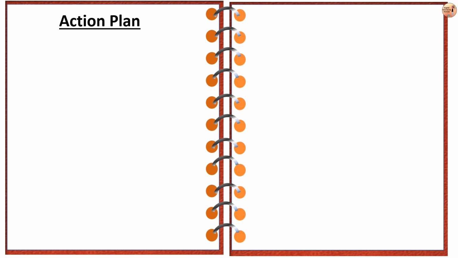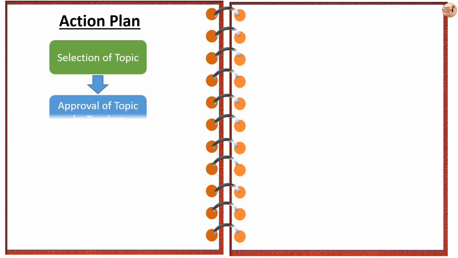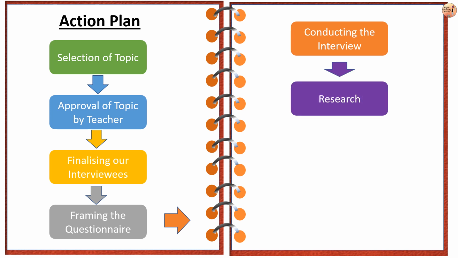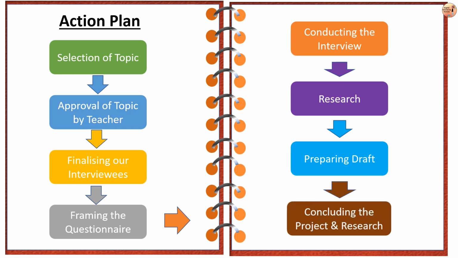Next page will be for the action plan, where you will mention different steps you have followed to complete your project, be it consultations with your teacher, experts and peers, and reference to print and visual media. Steps involved will be selection of age-appropriate topic, approval of the topic by subject teacher, finalizing your interviewees, preparing questionnaire, conducting the interview, research, that is data collection through interviews or Google Forms. After that, analysis of data, preparing rough draft, and concluding the project and research.